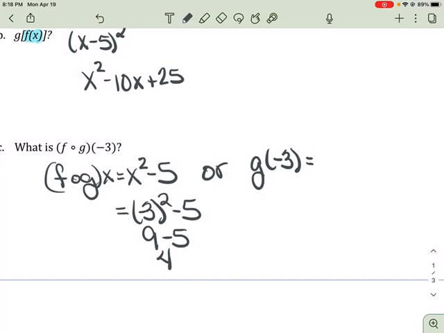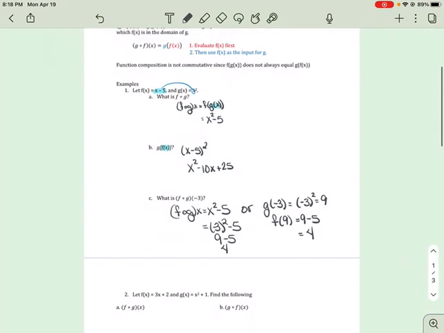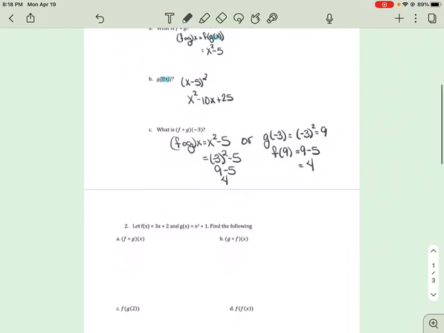Or you can take g of negative 3, which is going to be negative 3 squared, which is 9, and then find f of 9, and go 9 minus 5, which is 4. So depending on what you want to do. Now, since we already had the expression, probably the first one. If I didn't have the expression, I would probably do the second method. Okay. Way different thinking than what we're used to doing.